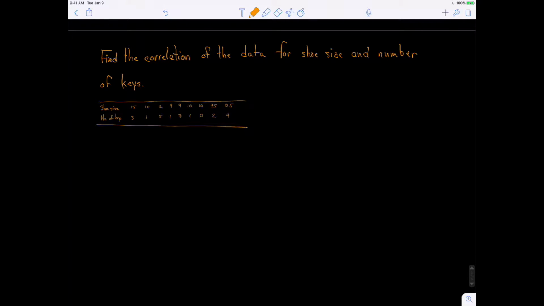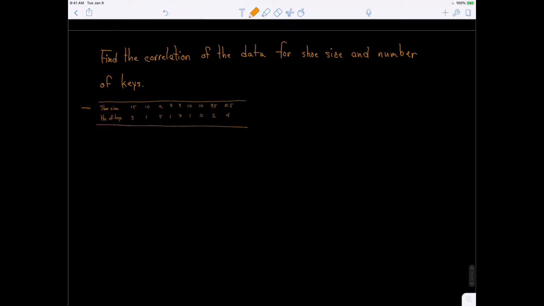Hi, this is Tom, and in this video we are going to continue with one more example of finding the correlation of a data set. So we're actually going to do two things. First, we're going to make a scatter plot, and then we're going to find the correlation. So I have this interesting data set that we collected in a class, and here it is.